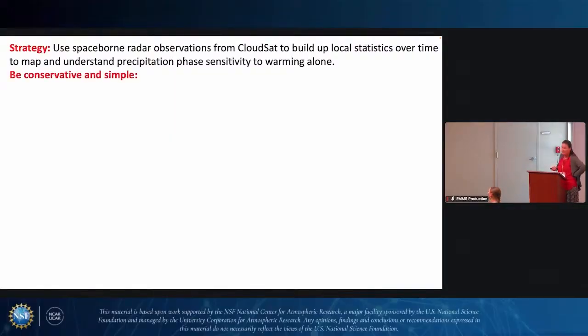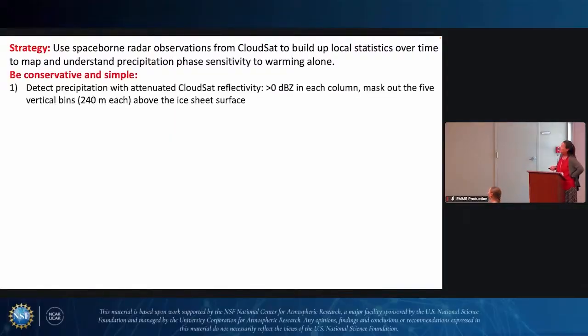And we're very conservative and simple in our analysis approach. We're detecting the precipitation by saying you have to have a radar reflectivity greater than 0 dBz. And we're only looking where CloudSat can make that measurement well, which is not right at the surface because there's strong ground clutter from the surface. So it's at about a kilometer above the ice sheet, which is nice because it helps us differentiate from things like blowing snow. And these are big events. If you have precipitation being detected a kilometer up, it's definitely precipitating.